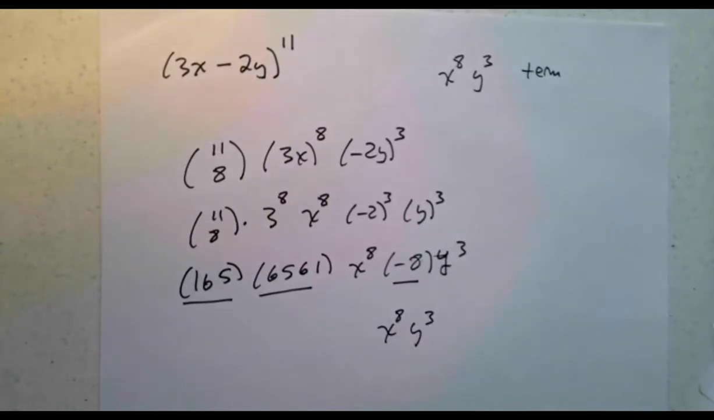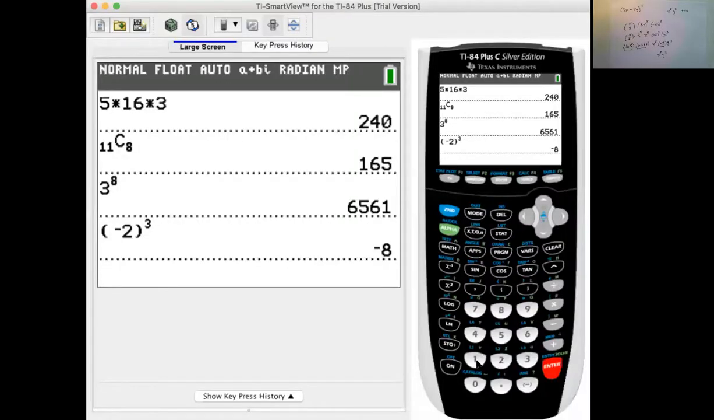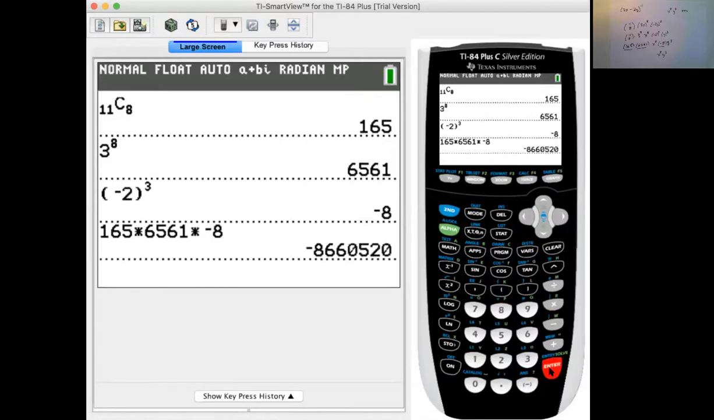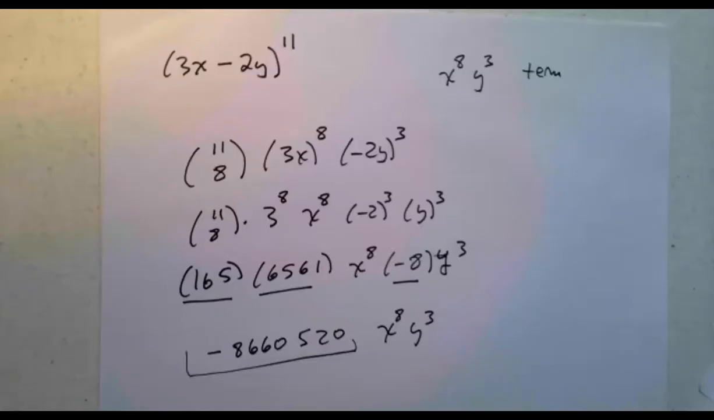So let's jump to the calculator and do that multiplication. And we get 165 times 6561 times negative 8. And the result is this very lovely number, negative 8,660,520. So this is what we believe the coefficient is of the x to the 8th, y to the 3rd term.